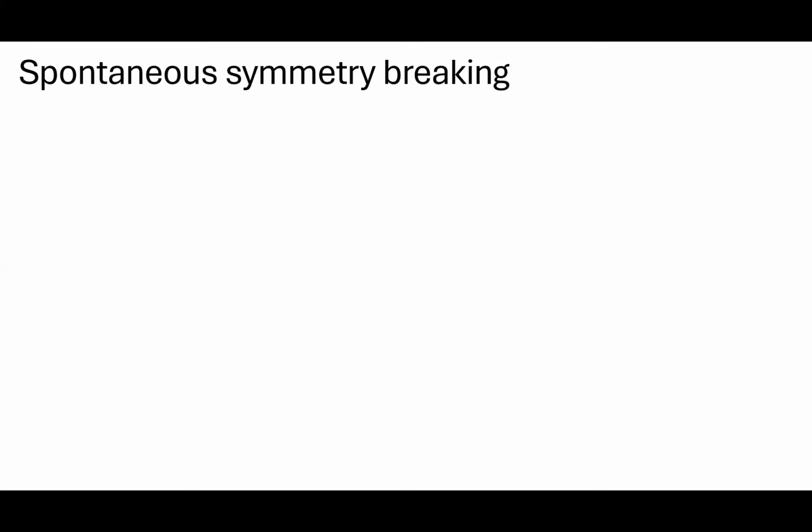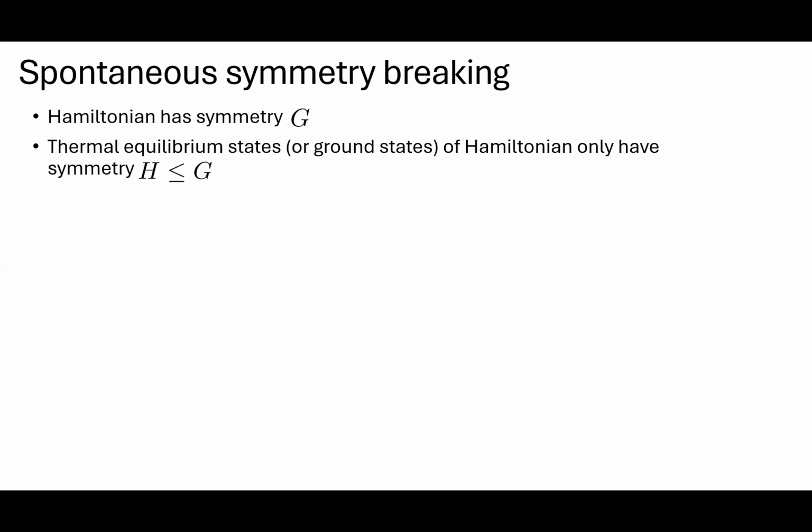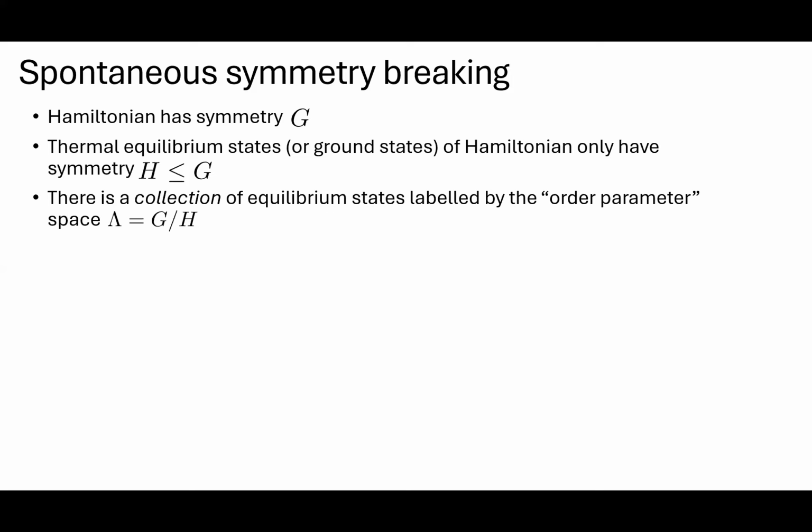So just to recap, what is spontaneous symmetry breaking? Well, basically you assume the Hamiltonian has some symmetry G, but either the ground states or the thermal equilibrium states fail to have that symmetry. They only have some smaller symmetry, H, which is a subgroup of G. And then you say, well, how is this possible? The only way it can happen is if there's more than one ground state or more than one equilibrium state, and then the symmetry acts on the space of ground states. So there's a collection of equilibrium states, and the collection is labeled by this order parameter space, which is just G mod H. And these states get permuted by the action of the symmetry. But if you look at an individual state, it's not invariant under G.